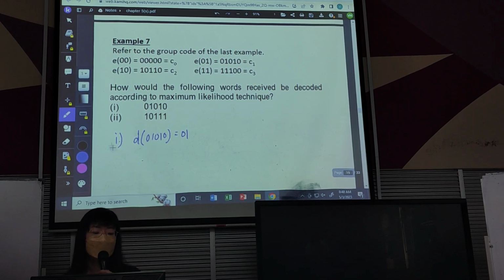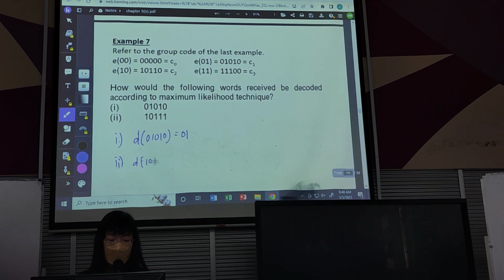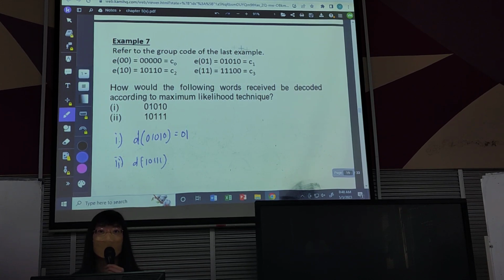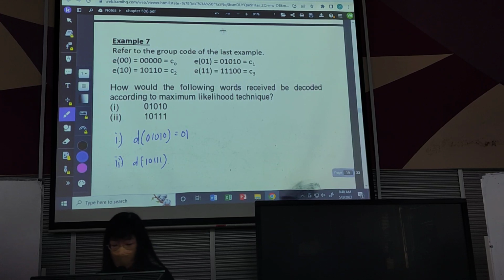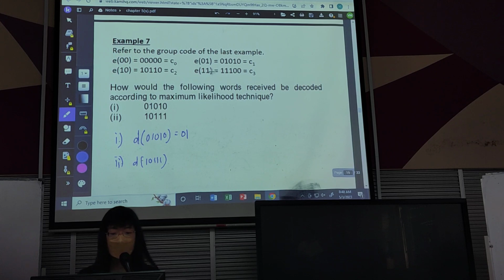Now, let's say for part 2 you want to decode 10111, then what happens? 10111 is not one of the codes given in this form. So how should we do it? We want to find which code out of these 4 is the nearest to the one that you want to decode, so we find the distance. You can do it this way.